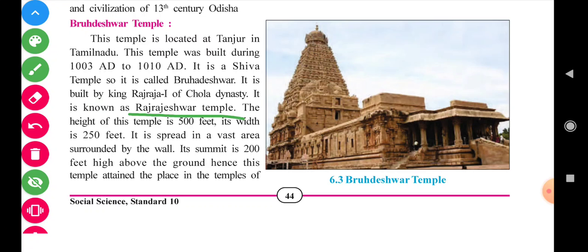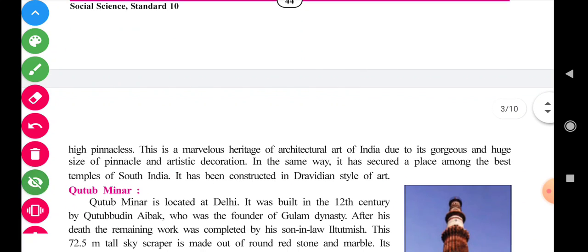So please students keep in mind that the Brihadeshwar Mandir is known as the Rajarajeshwar Mandir also because of Rajaraja I from the Chola dynasty. The height of this temple is 500 feet, its width is 250 feet and it is spread in a vast area surrounded by the wall. Its summit is 200 feet high above the ground, hence this temple attained the place in the temples of high pinnacles, जिसके ऊंचे शिखर हो.